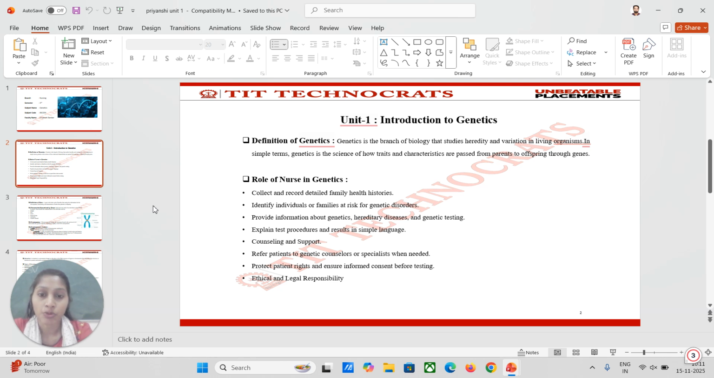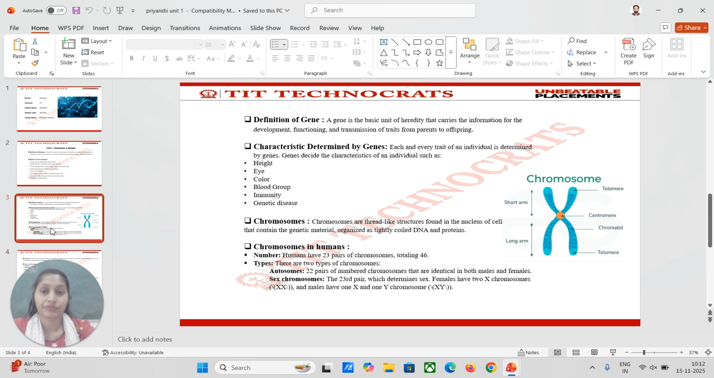Then provide counseling and support, and refer patients to genetic counselors or specialists when needed. Then protect patients' rights and ensure informed consent before testing. Then ethical and legal responsibilities.